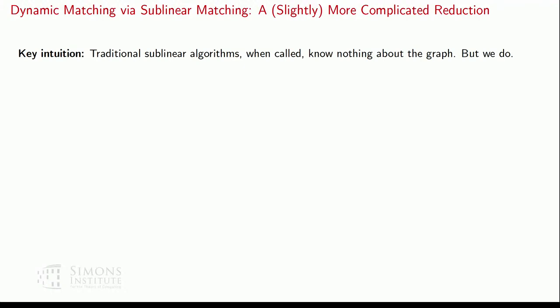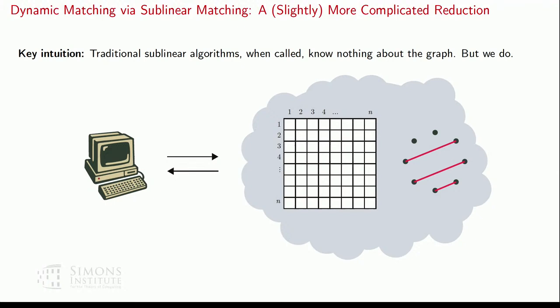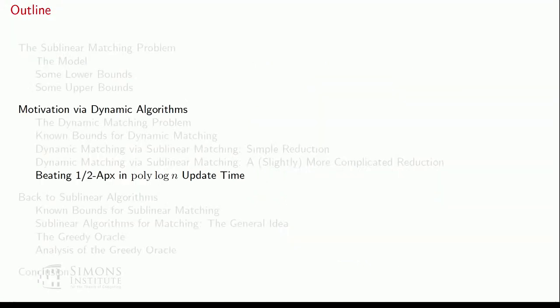But this is not the case in the application for dynamic graphs, right? So what we can do, for example, is maybe we can maintain explicitly a maximal matching, which I told you is cheap to maintain. We can do this in polylog update time already. So when you want to estimate the size of the maximum matching, in addition to learning about the graph through these queries, you also have some information about the graph for free. So this is sort of a sublinear algorithm padded with some extra information. In fact, this is exactly what we do for beating half approximations in polylog time. We maintain the maximal matching.